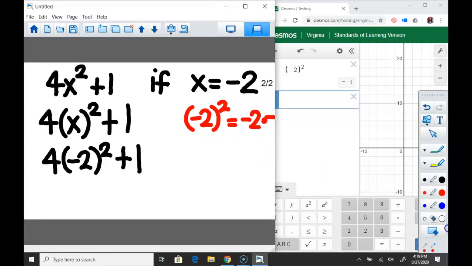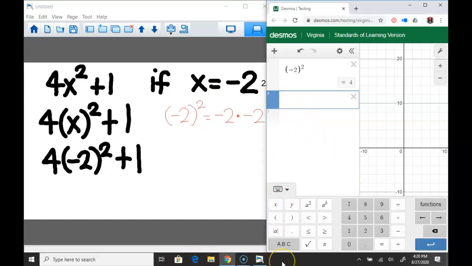When you all see -2 squared, you know that means -2 times -2. So if I come over here again to my calculator and I type in -2 times -2, you'll notice it gives me +4. So here is what I wanted to show you with this problem.